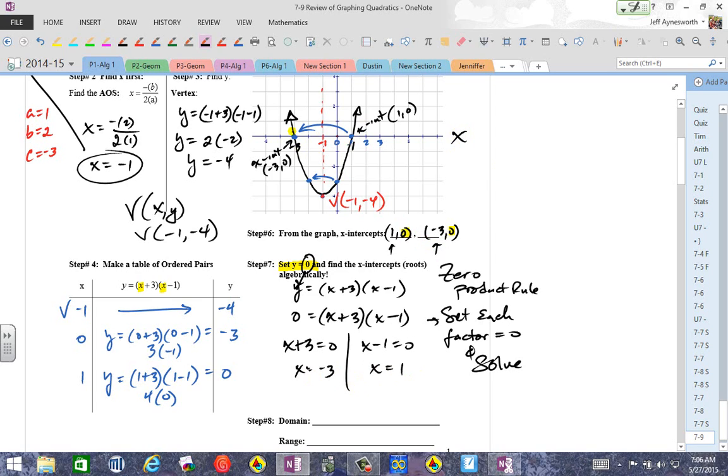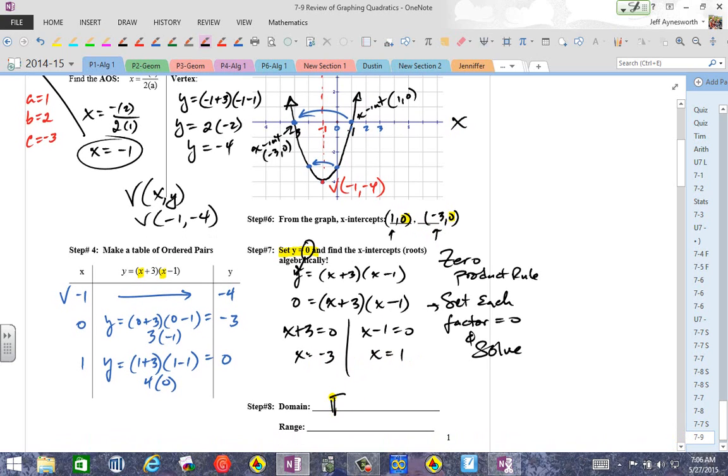Now, for parabolas that open up and down, as you guys already know, the domain is all reals. Not true for parabolas opening up left and right. The range depends on the minimum value here. Y minimum equals negative 4, so all the other y values are above it, or greater than or equal to it. So y is greater than or equal to negative 4. That's all there is to it.